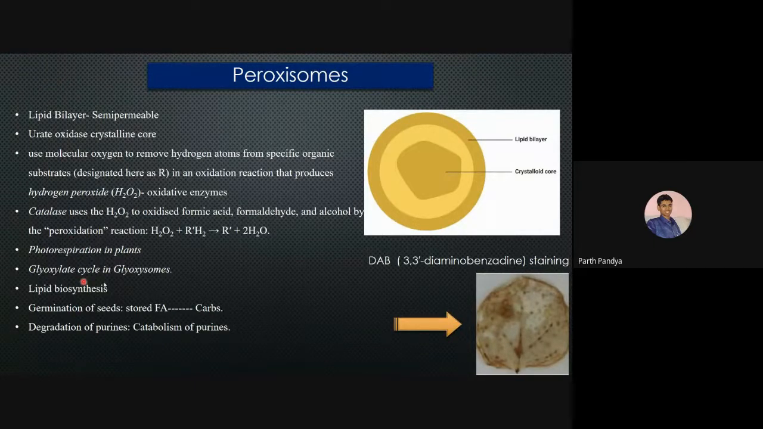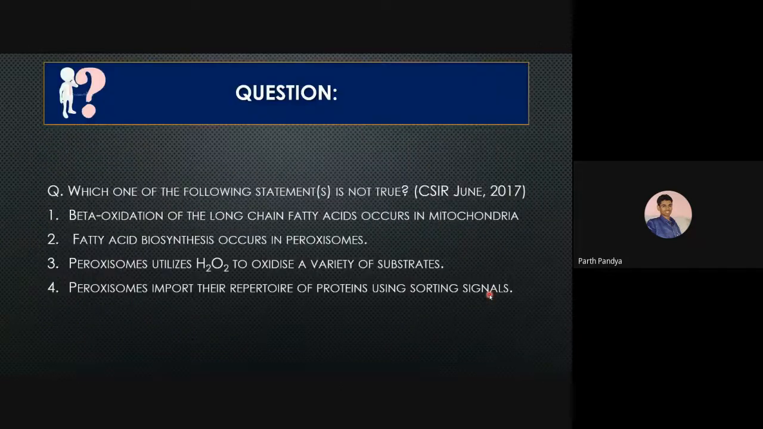Lipid biosynthesis is driven in this. Seed germination, that is, it stores fatty acids and carbohydrates. It also converts the higher forms, that is polysaccharides and so on, and degradation of purines, that is catabolism of purines, happens in this case. So DAB, that is 3,3-diaminobenzidine staining, is done to study the peroxisome.